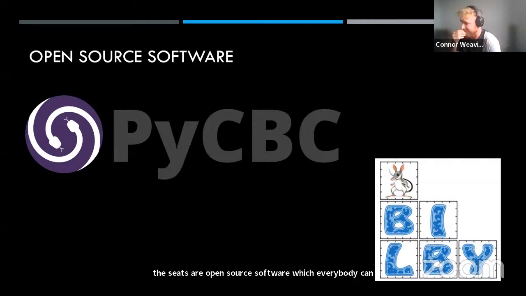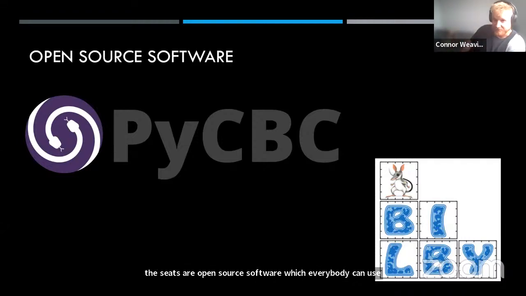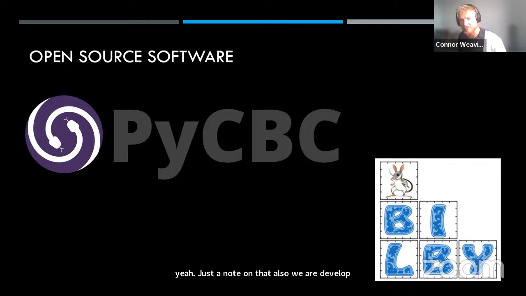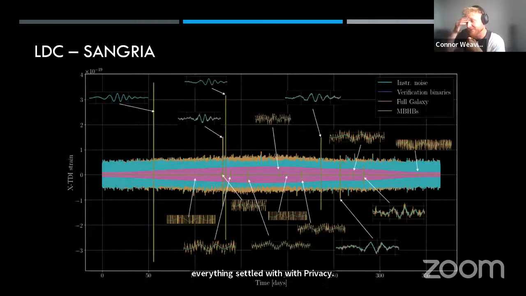Just a note on that: we are developing all of these tools within PyCBC, but we are also looking to expand into other open source software as well, such as Bilby. Currently it should only be available through PyCBC, but hopefully we'll move on to Bilby as soon as everything's settled with PyCBC. So let's jump straight into it.